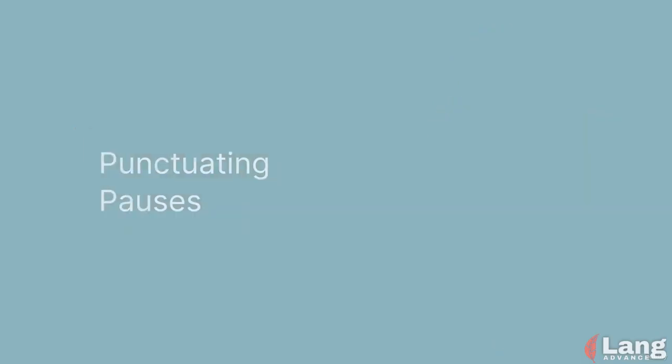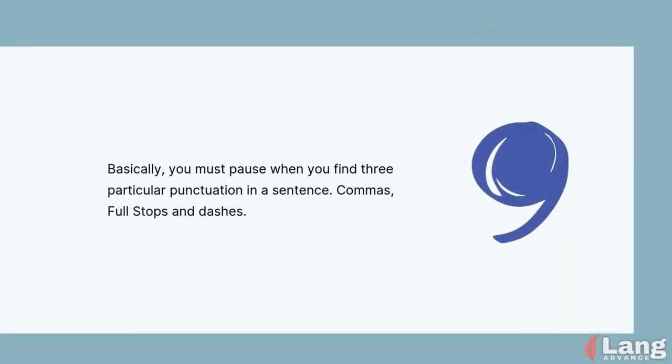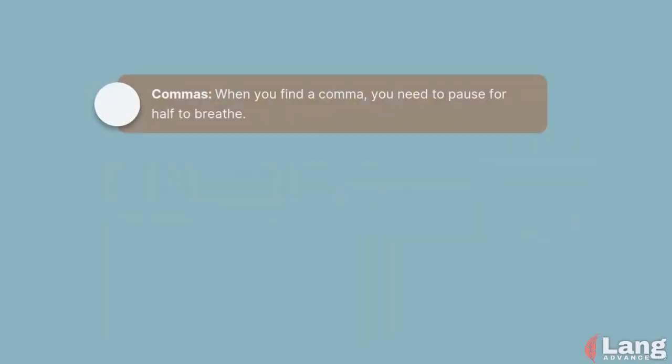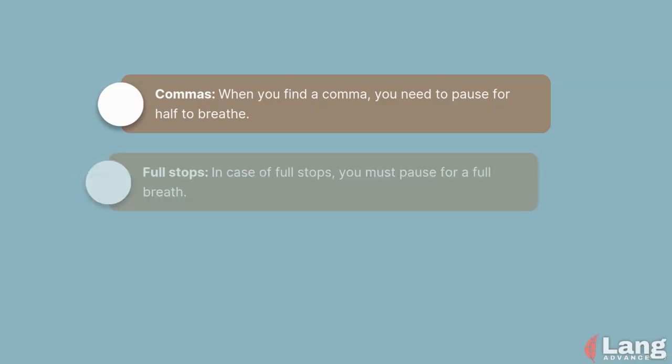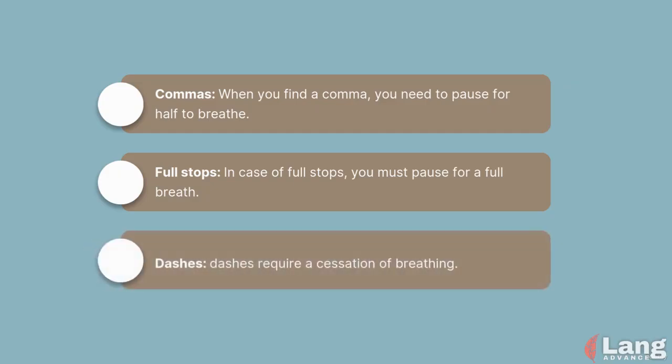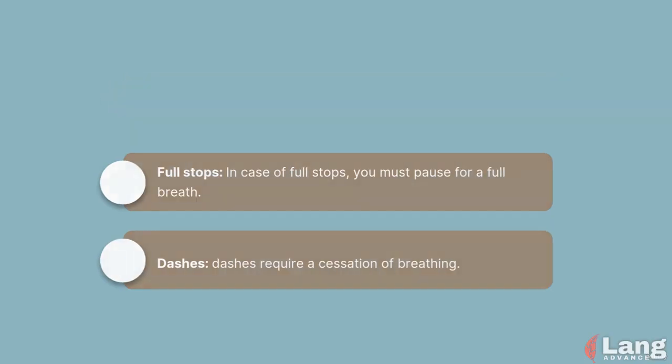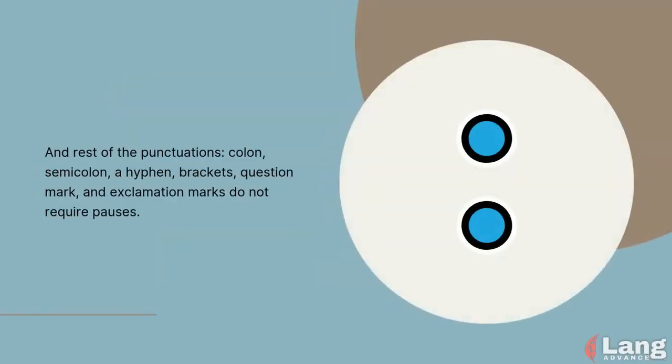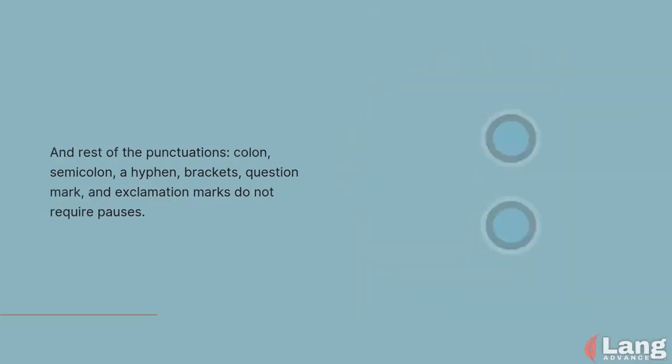Punctuating pauses. Basically, you must pause when you find 3 particular punctuation marks in a sentence: commas, full stops, and dashes. Comma: when you find a comma, you need to pause for half a breath. Full stops: in case of full stops, you must pause for a full breath. Dashes: dashes require a cessation of breathing. And the rest of the punctuation marks: colon, semicolon, hyphen, brackets, question mark, and exclamation marks do not require pauses.